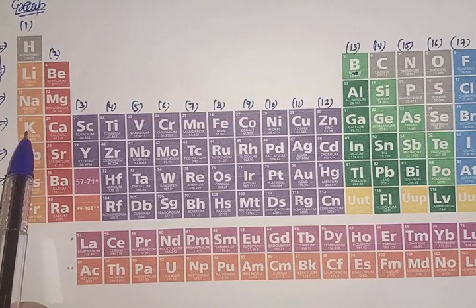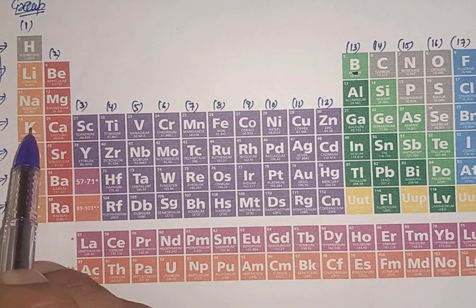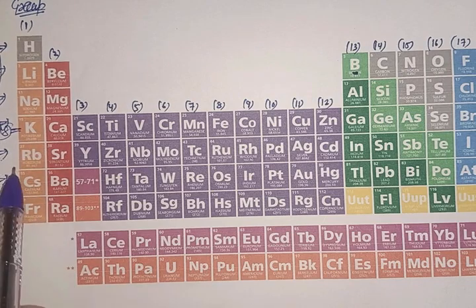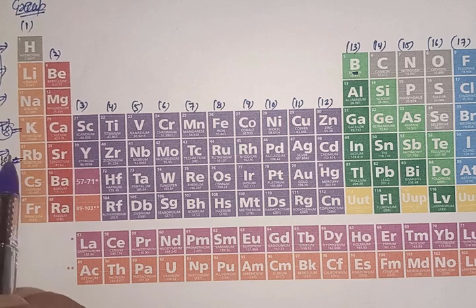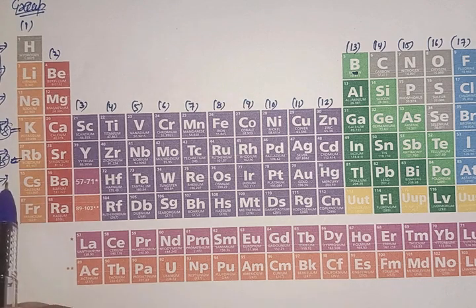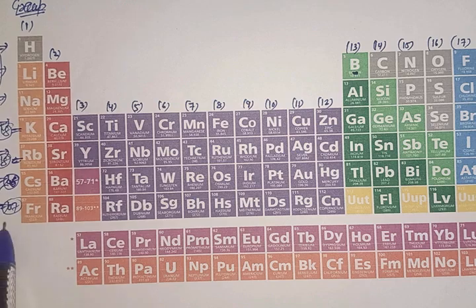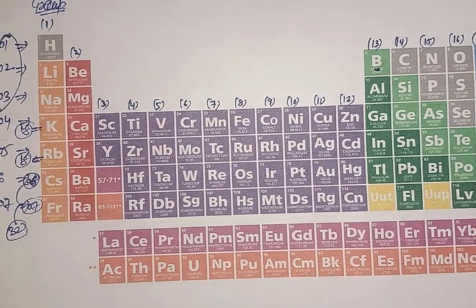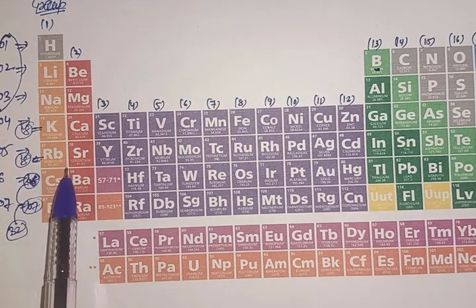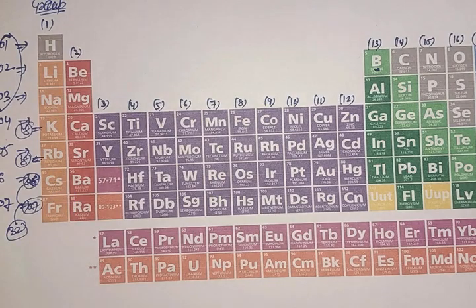This is our 4th period. This 4th period has 18 elements, and this 5th period also has 18 elements. But period number 6 and period number 7 have 32 elements. So these periods have either 18 or 32 elements.